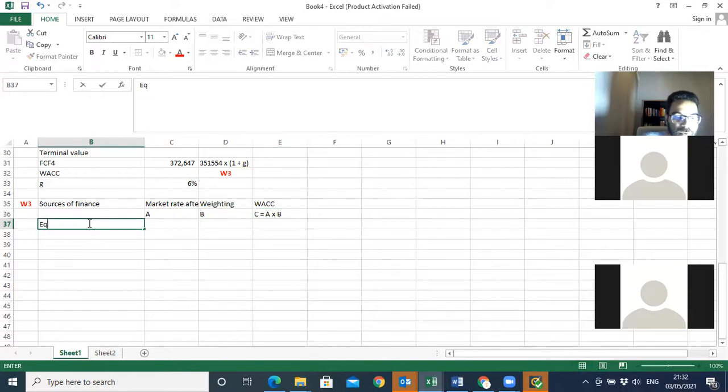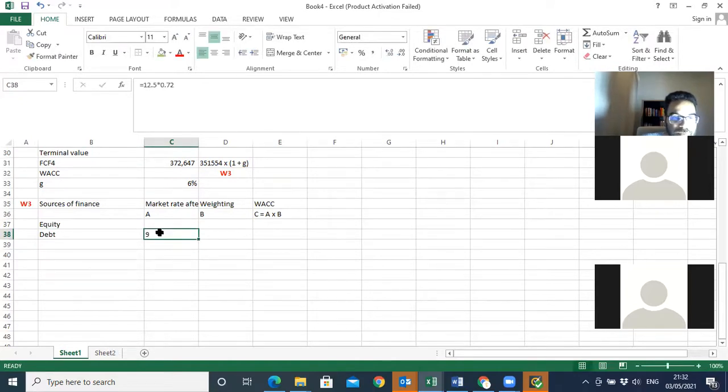So we have equity and we have debt. Debt was given to us as 12.5%, but it was before tax. We needed after tax, so times 0.72. Equity, we have to work it out.